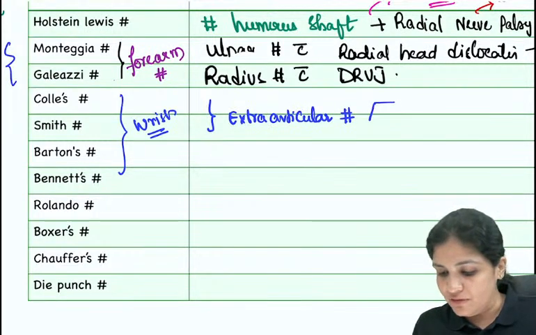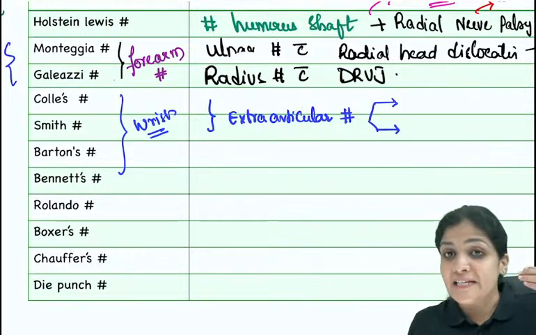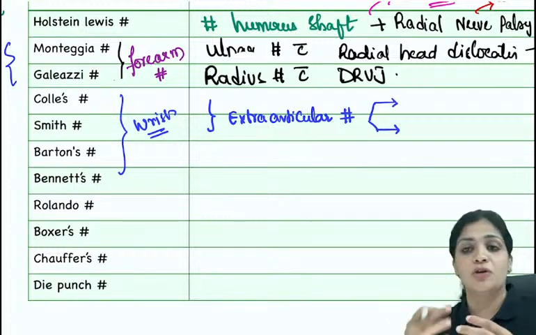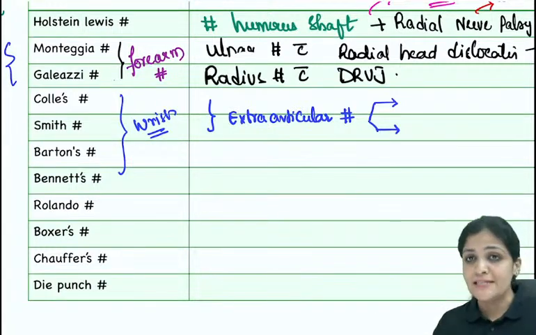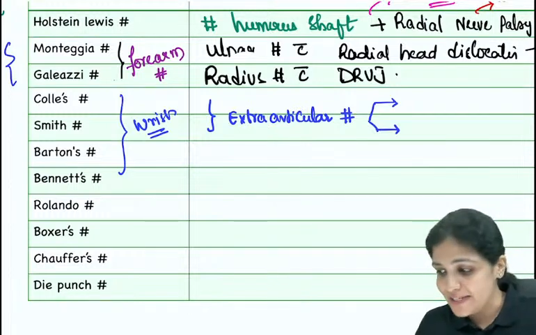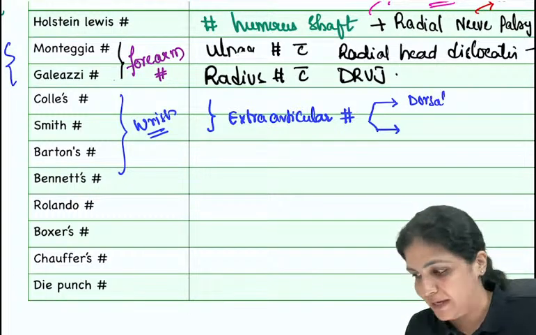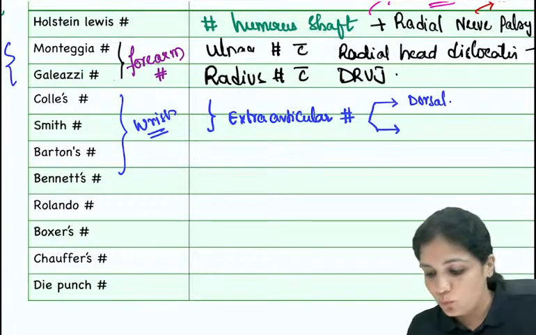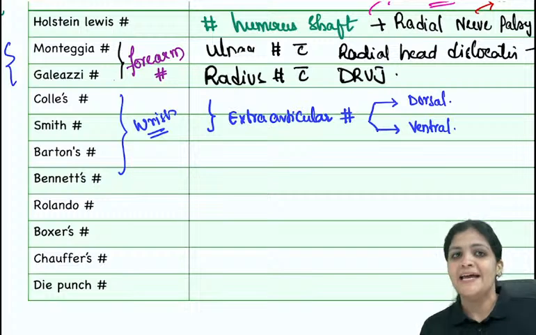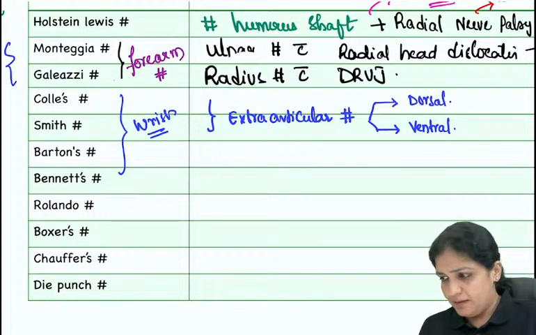What is the difference between Colles' and Smith's when both of them are extra-articular? The displacement. Whenever there is a fracture, it gets displaced because of the muscle attachments, right? So these displacements will differentiate the names of the fractures. Whenever the displacement goes onto the dorsal aspect, it is called the Colles' fracture. And when the displacement is to the ventral aspect, it is called the Smith's fracture, right?